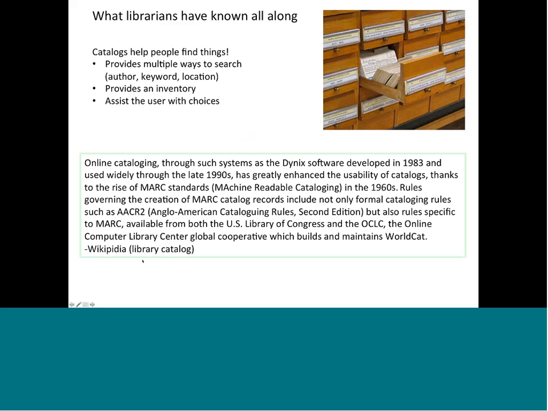So now I want to talk about something that librarians have known all along, and that is that catalogs help people find things. Catalogs provide multiple ways to search: by author, by keyword, by location. Catalogs provide an inventory. Catalogs assist the user with choices. And I want to read to you this description of online cataloging from Wikipedia, because the author of this paragraph understood the power and the helpfulness of setting rules and making agreements between different organizations in the development of this catalog.